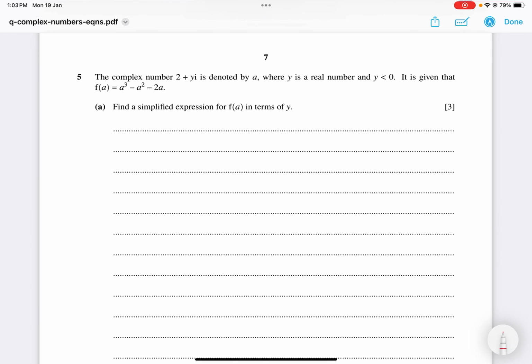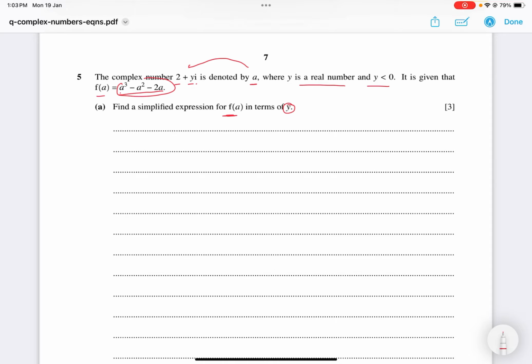Alright learners, now let's try to solve this question. We have been given a complex number denoted by a, and the complex number is 2 plus yi, where y is a real number and y is less than 0. It is given that f(a) is a function. We have to find the simplified expression of f(a) in terms of y.